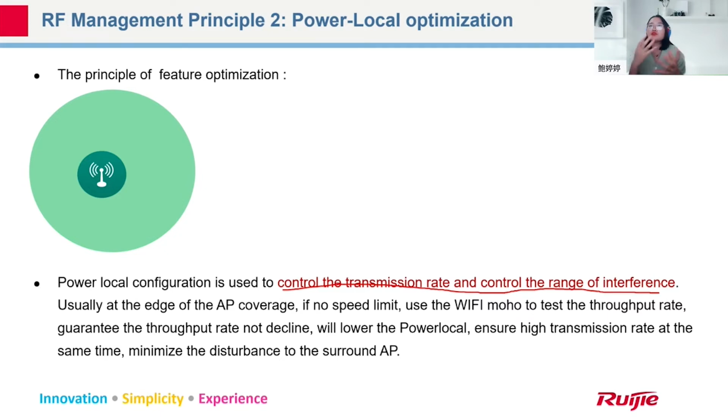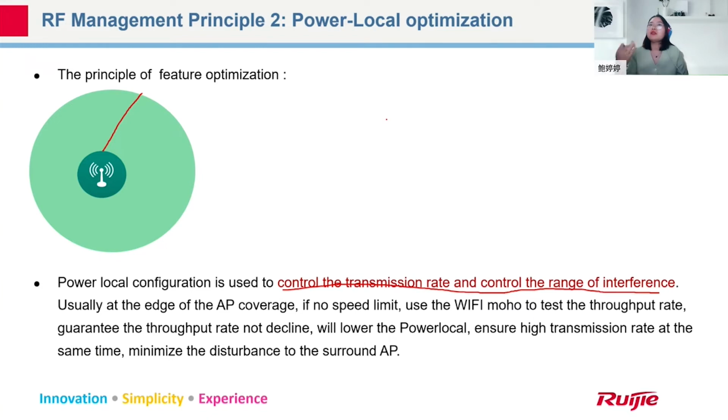Also, if you change the power level, you can limit the range of the signal coverage. For example, for this AP, by default the power is 100% and the range is this one. This is the coverage. If you reduce the power level to maybe half, then we can only cover half the area. So this is the function of the power level, and the key point of this training topic.